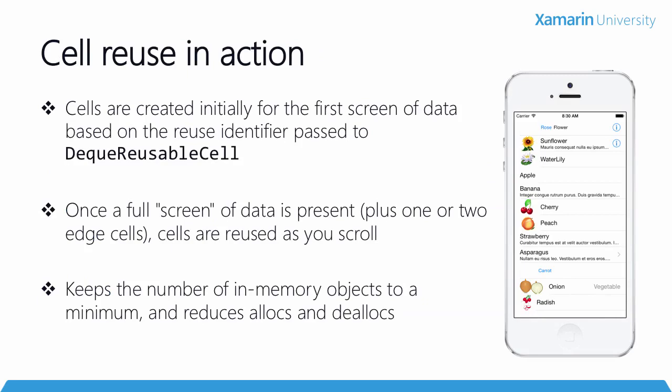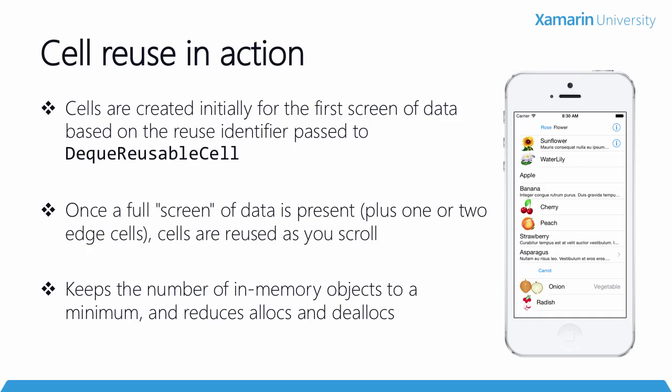So just at a high level, cells are going to be created initially for the first screen of data. So as long as you have enough rows to represent a single screen of data, the system will call your getCell method each time. You'll call DQ reusable cell, and it will either return you a prototype cell if you use the designer, or it will return you null. If you get back a null because you're using a code-based approach, then you're going to create a new cell, set all the colors and fonts and layout appropriately, and then fill in the data and return that cell back to iOS.